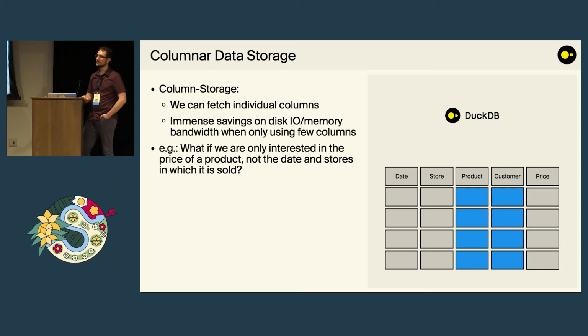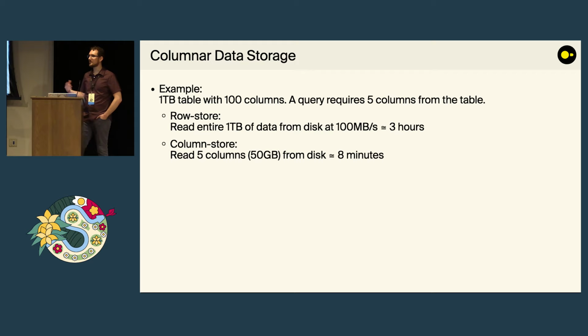DuckDB is columnar. This is similar to data frame libraries, right? We're going to be able to fetch individual columns off of disk. It really makes things a lot quicker if your query is targeted. So concretely, let's say you've got a 1 terabyte table. You've got 100 columns, all of equal size. You only care about 5 of them for this particular query. You're experimenting right now, right? If you read all that data with a row store, it's going to take you 3 hours because you're going to read every single byte off of that disk. With a column store, it's going to take 8 minutes. It's really a difference from infeasible to feasible.